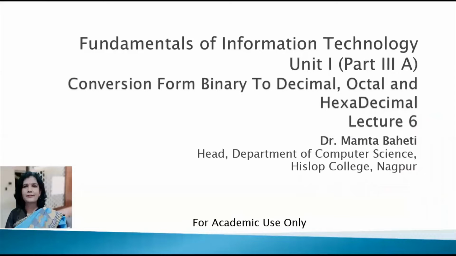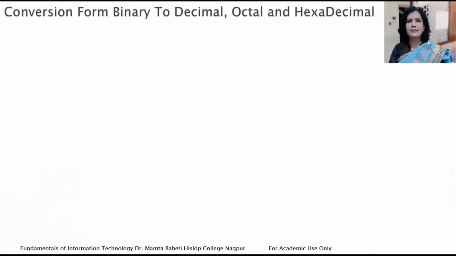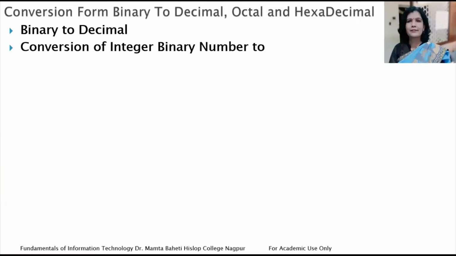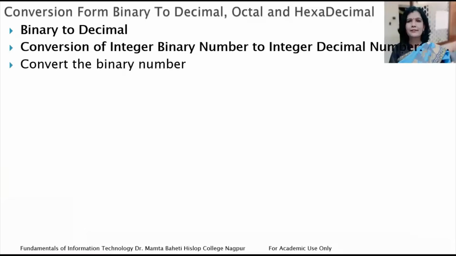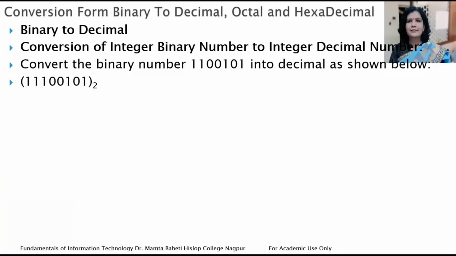Now we will see the various conversion methods from binary to decimal, octal and hexadecimal. Okay. So in this class, we'll see how a binary number is converted to decimal number. Now binary number is in the form of ones and zeros, and decimal number is in the form of a combination of 0 to 9.